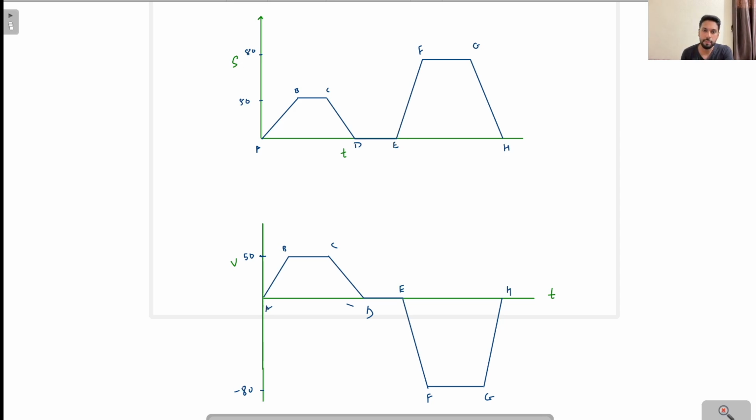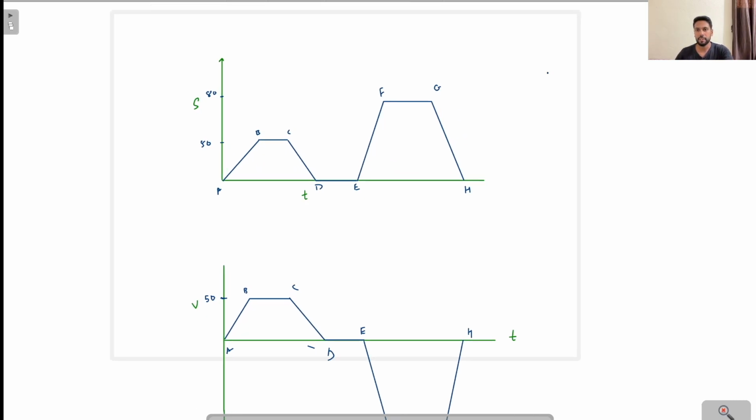Now, talking about the area under the graph. Let's try to understand what I am going to get from the area under the graph. You know very well that when you calculate the area under a speed time graph, you are going to get the distance traveled.